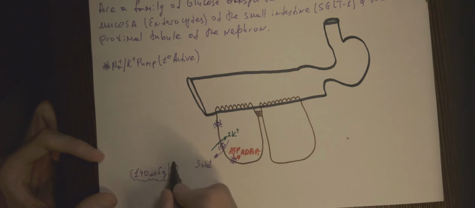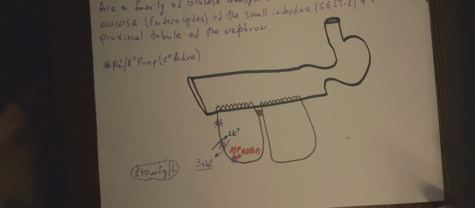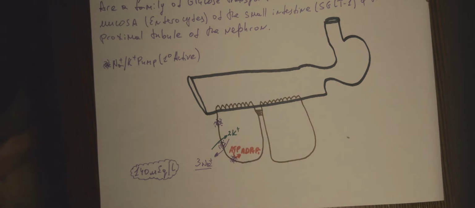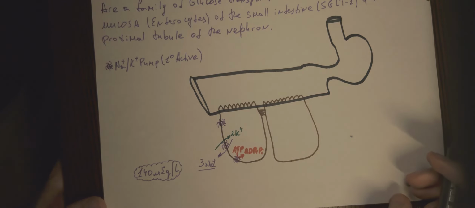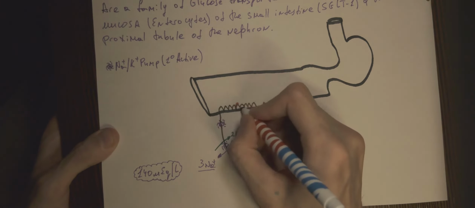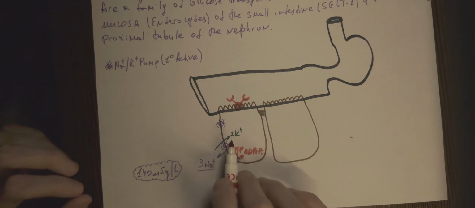Outside the cell, the concentration of sodium is somewhere around 140 milliequivalents per liter, which is a relatively high number. And this is why our sodium-potassium pump has to push 3 molecules of sodium against the concentration gradient, or you can think about it like pushing something uphill, which is a hard task. That's why this protein is a primary active transporter with utilization of an ATP molecule.